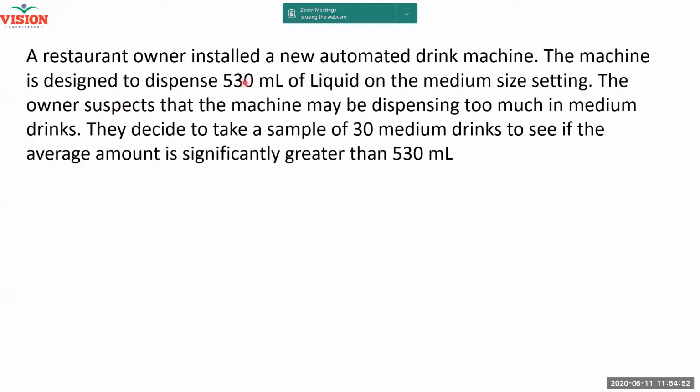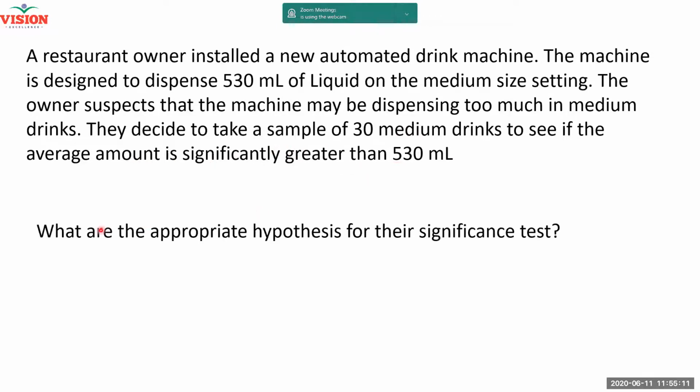A restaurant owner installed a new automated drinking machine. The machine is designed to dispense 530 ml of liquid on the medium size setting. The owner suspects that the machine may be dispensing too much in medium drinks. They decide to take a sample of 30 medium drinks and find the average is greater than 530 ml, right? What are the appropriate hypotheses for the significance test? I leave it to you, do it at home. You can check it, the answer is this, right?